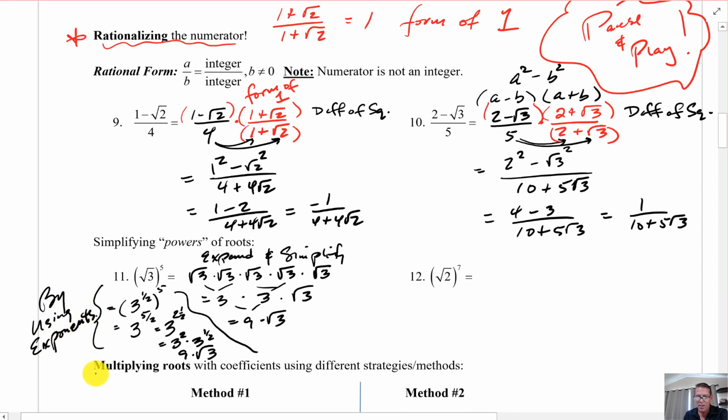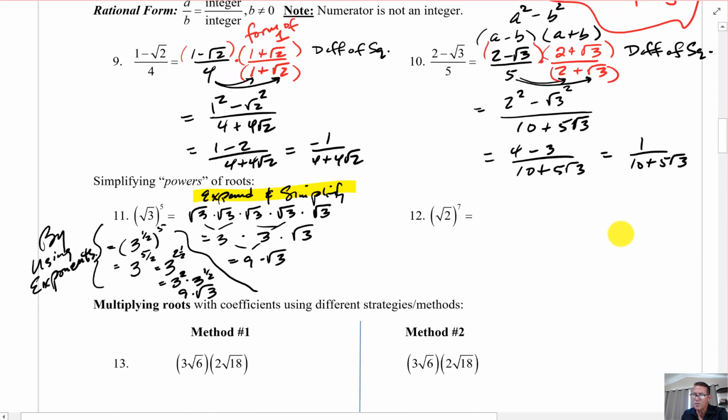I would think that most people would feel comfortable expanding and simplifying. I don't know. It depends on how you think. So you decide whether you want to use exponents or expanding, it doesn't matter. Go ahead and pause the video. Try number 12. Okay, so I'm going to expand and simplify just because I think that's probably what you guys did.